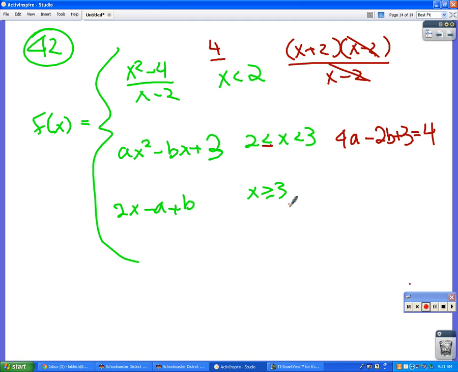Okay, so what does this one equal when I plug 3 in? What does this equal? 9a. Okay, 9a plus 3b plus 3, and we need that to equal what this function equals when I plug 3 in, which would be 6 minus a plus b. So 2 equations, 2 variables, we're off and running. How do you want to solve that system of equations?